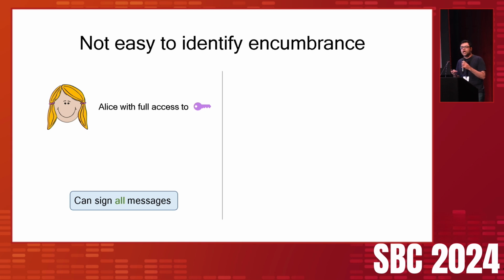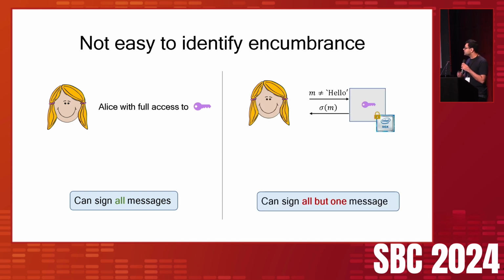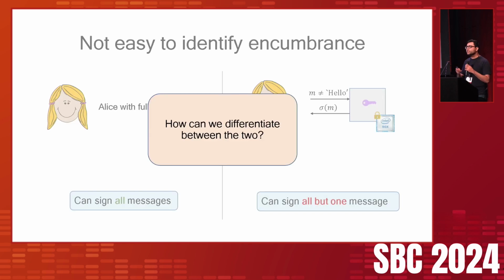And it turns out that it's not easy to identify key encumbrance. For example, if Alice has her own key, she can sign all messages in existence. But let's say there's a program running inside a trusted hardware which actually controls the key. The hardware can block signing of a message for just one message, say hello. And it's not really easy to identify which one of these two scenarios we're in.